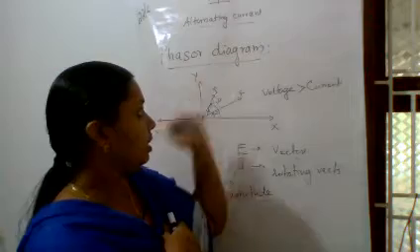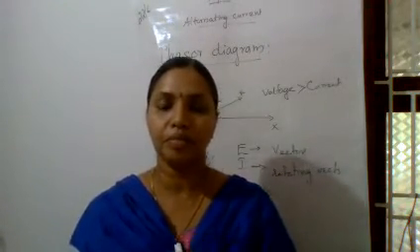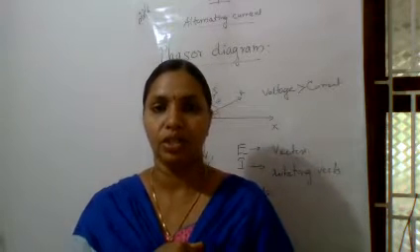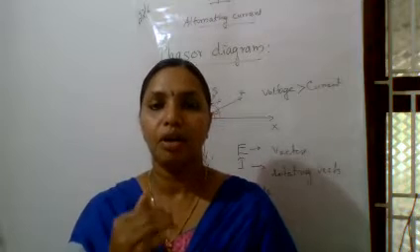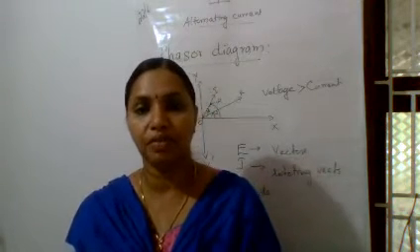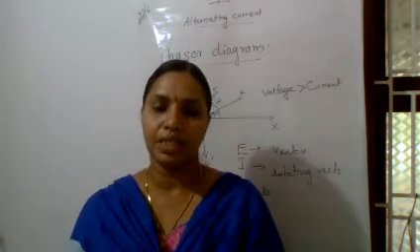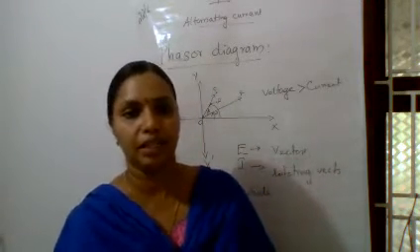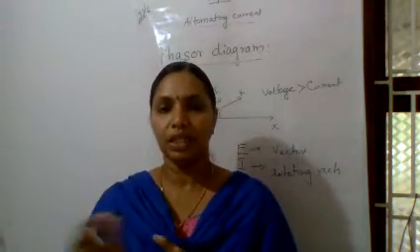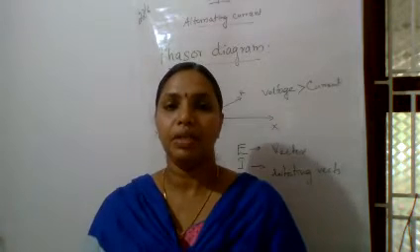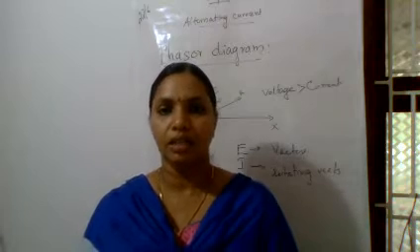For that, this phasor diagram is very important. So phasor diagram, what is it? It is the diagrammatic representation of voltage and current in the form of vectors which can be rotated with an angular velocity omega. It is a graphical representation. There is no need to memorize the definition, just have an idea about this phasor diagram. Using this phasor diagram, we can easily represent the phase relationship between voltage and current.